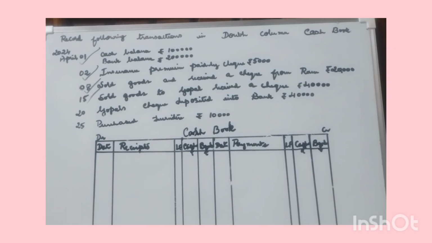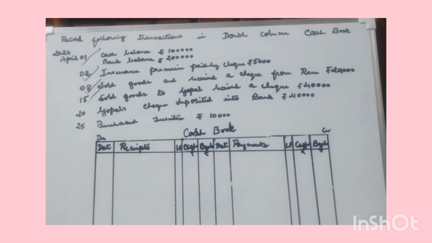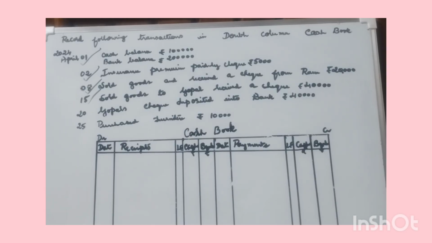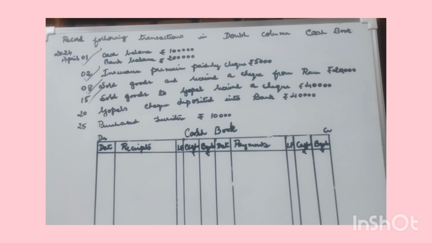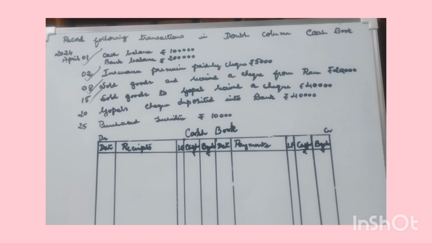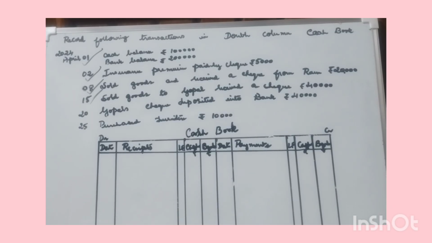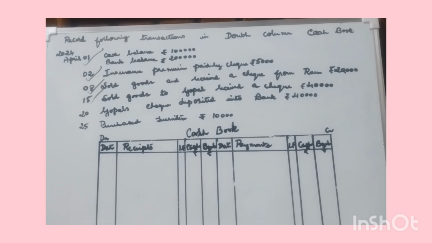Again on 15th, sold goods to Gopal, received a check. Once again same transaction, so debit side sales as a check is received from Gopal. Gopal is another customer from whom the firm has received a check. So once again under cash column 40,000. On 20th, Gopal's check is deposited into bank for the collection. So the goods are sold to Gopal and his check is deposited into bank for collection on 20th. So it is treated as a contra entry.